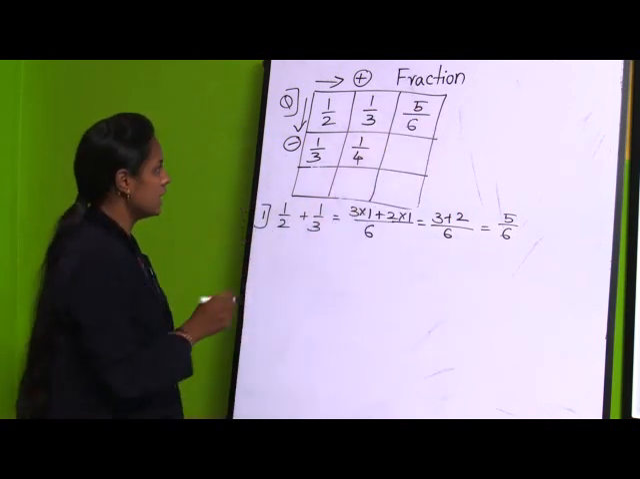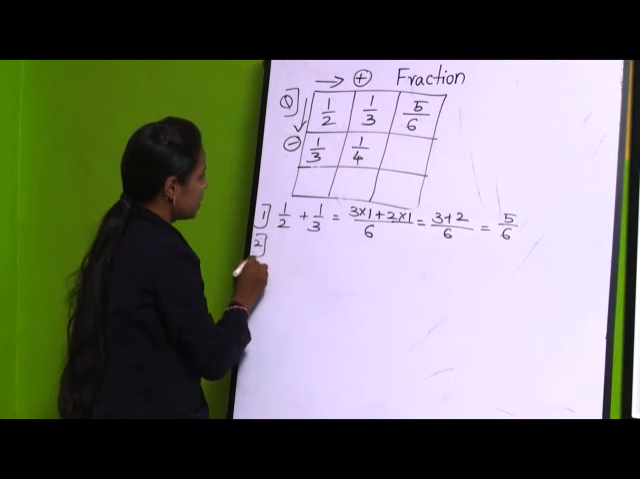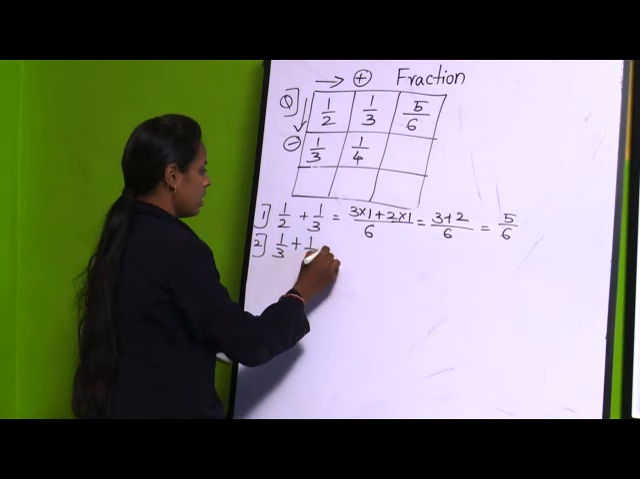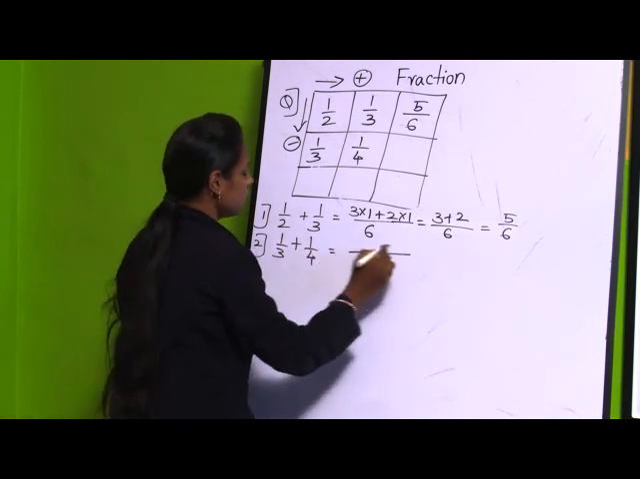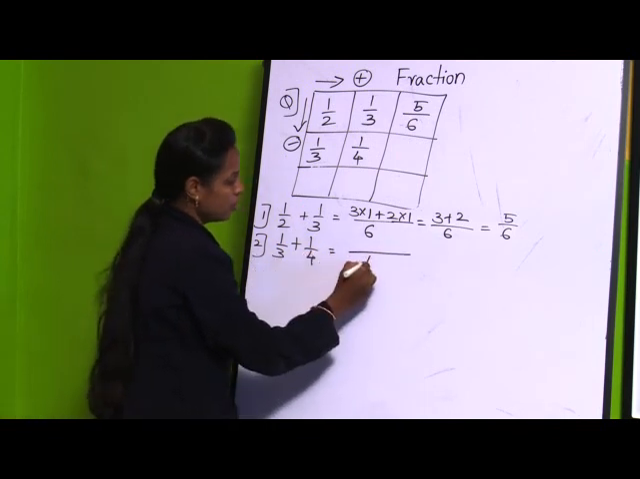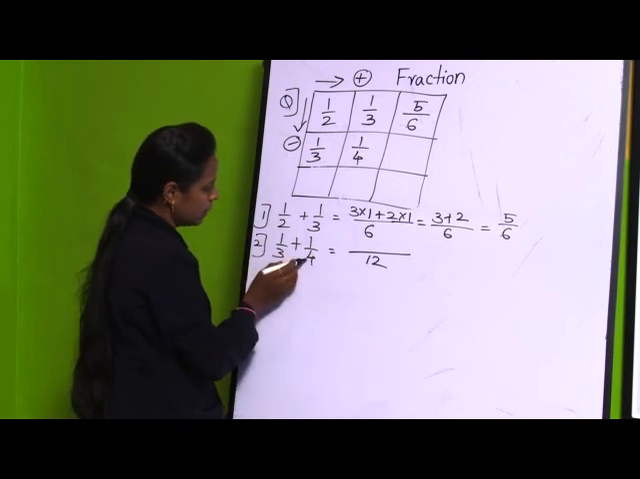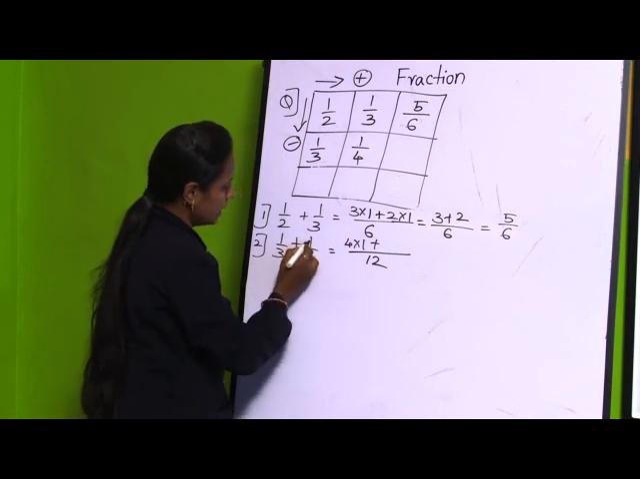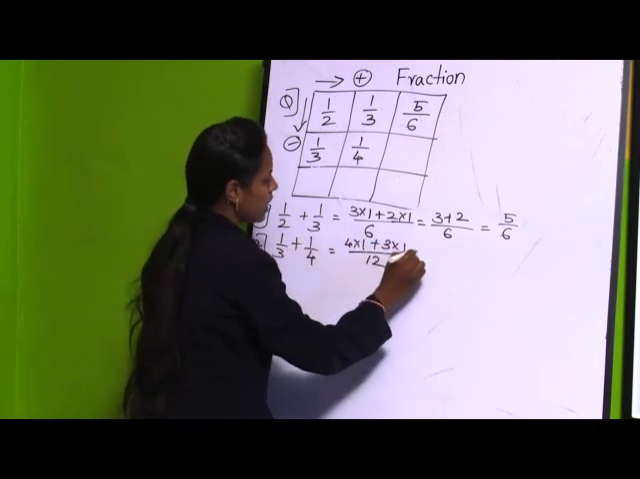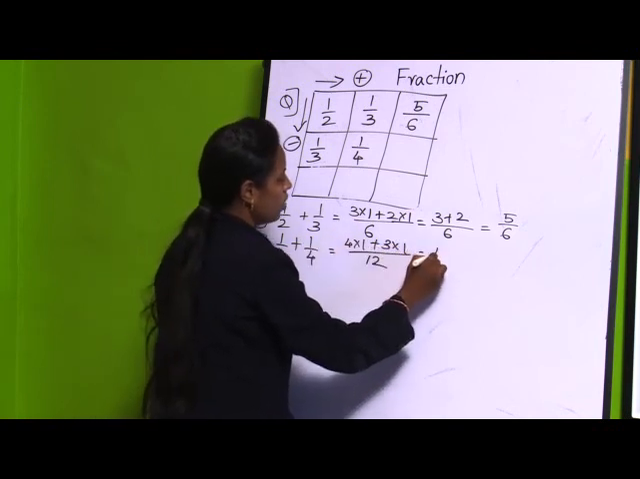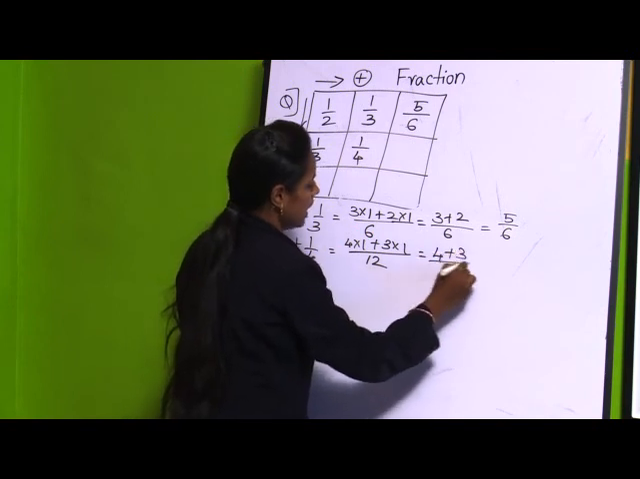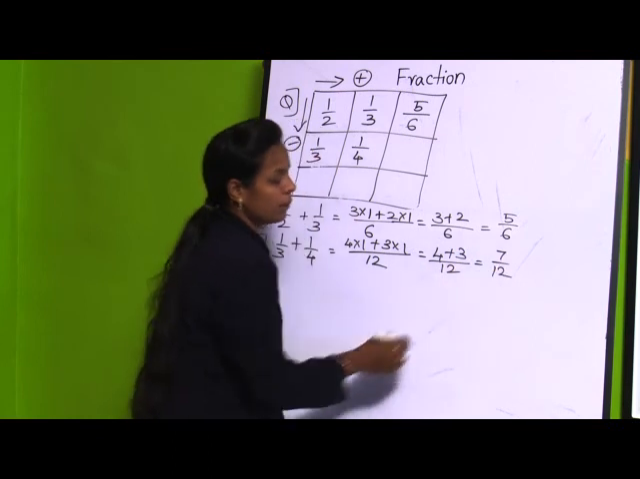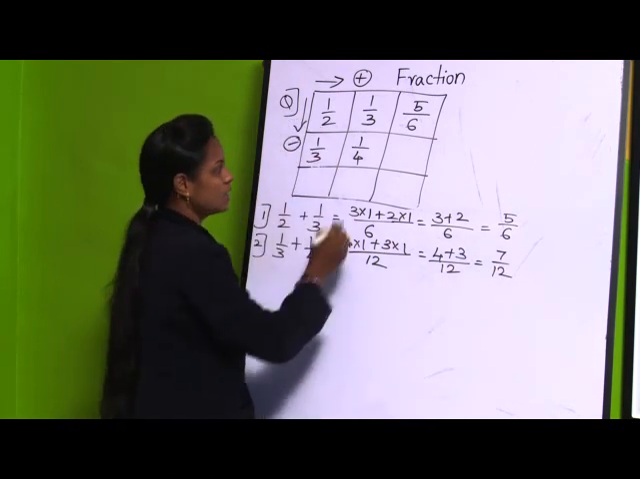Now the second step, we have 1 by 3 plus 1 by 4. Now here we have the LCM 12, again doing cross multiplication, 4 into 1 plus 3 into 1. So we have 4 ones are 4 plus 3 ones are 3 upon 12. 4 plus 3, 7 upon 12. We got 7 upon 12 as our answer here.